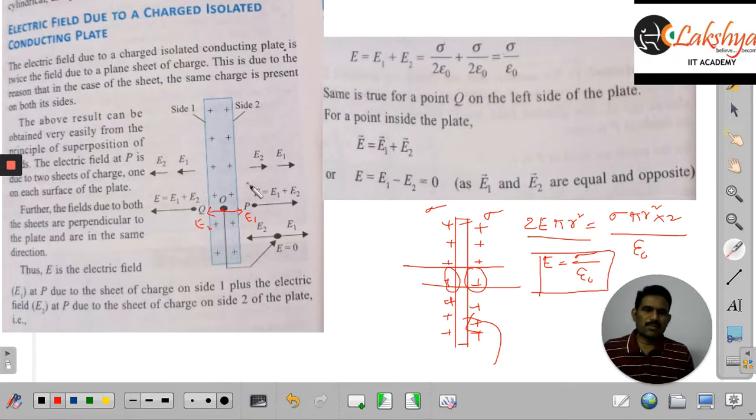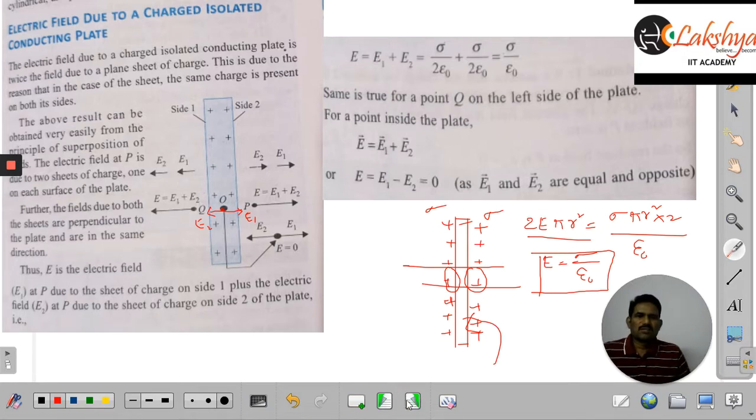If charge is given to a conducting plate, then automatically charge will be distributed on both sides, such that the electric field inside the conductor will be 0. In case of such a conducting plane, the intensity of electric field is sigma by epsilon naught. So remember the difference: infinite plane of charge means sigma by 2 epsilon naught, whereas for a conducting plate we need to consider sigma by epsilon naught, because charge will be distributed on both sides of that conducting plane, right?